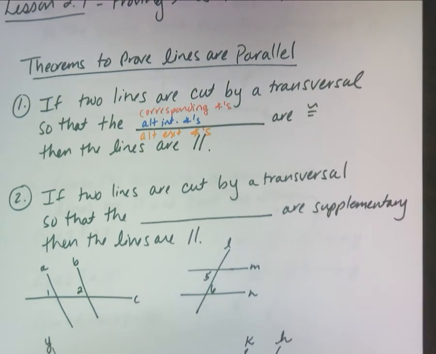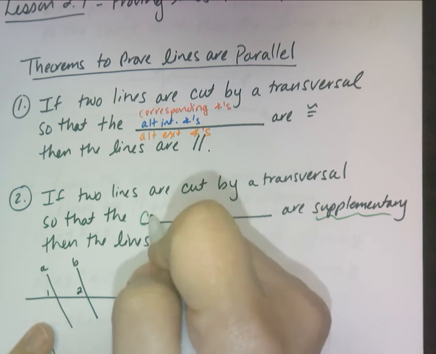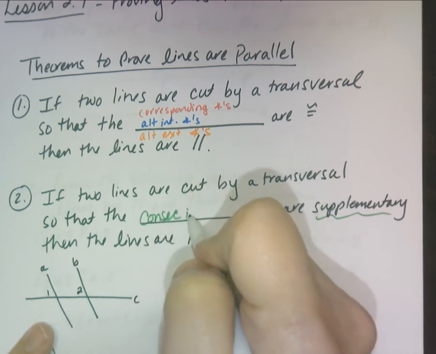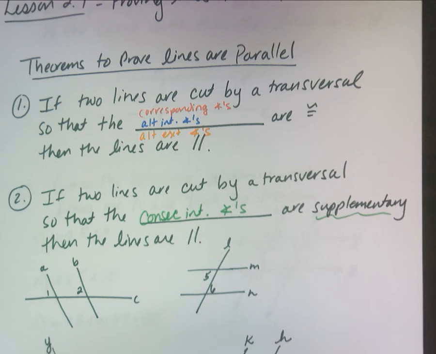Then what's that other one that we learned about yesterday? Remember, it was the consecutive interior ones. The consecutive interiors aren't congruent. They're supplementary. So if two lines are cut by a transversal so that the consecutive interior angles are supplementary, then the lines are parallel.